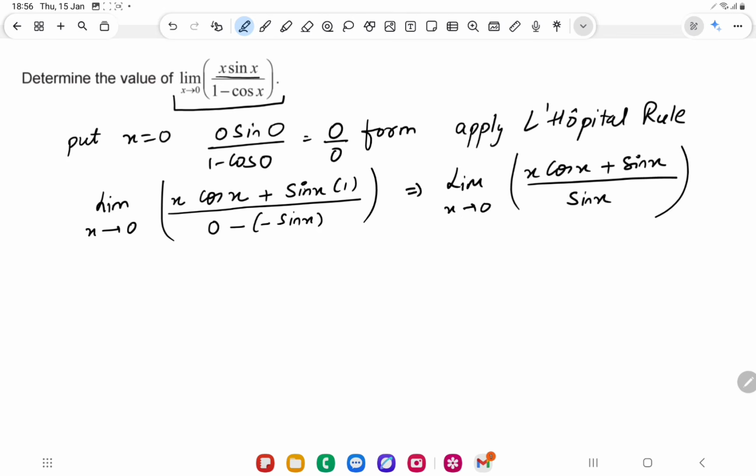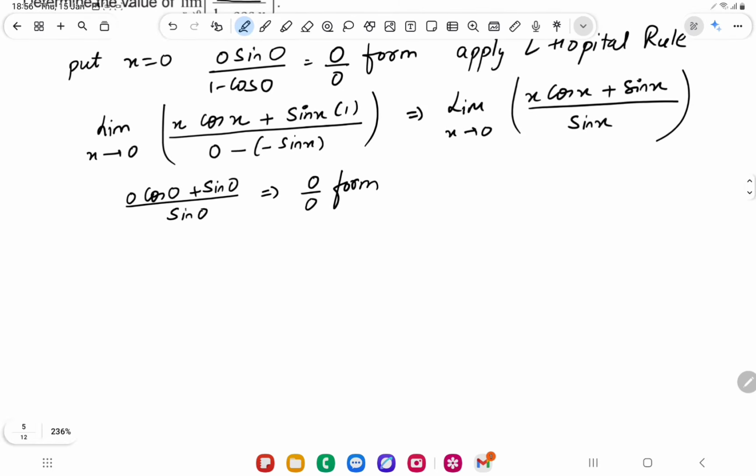Now I will try to put my limit again. So that will be 0 cos 0 plus sine 0 upon sine 0. Now by putting the limit, I am again getting 0 by 0 form. It means I have to again apply L'Hopital rule. This time I will be applying it in this. So on applying L'Hopital rule again, I have to use product rule in x cos x. So x derivative is 1, cos x remains the same.